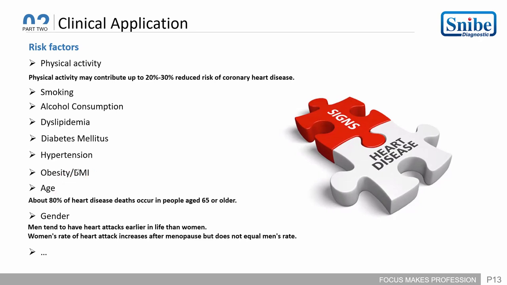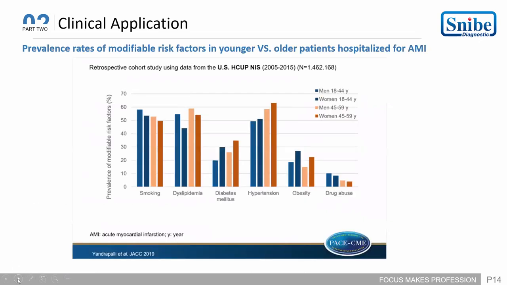About 80% of heart disease occurs in people aged 65 and older. So this is important. Along with the age factors, these factors play a very vital role in high risk for heart disease. If we talk about gender, men tend to have heart attacks earlier in life than women. So this is an alarming situation. Women's rates of heart attack increase after menopause, but are not equal to men's rates. So men are still at higher risk of myocardial infarction or heart failure as compared to women.